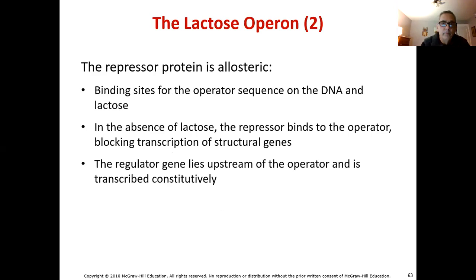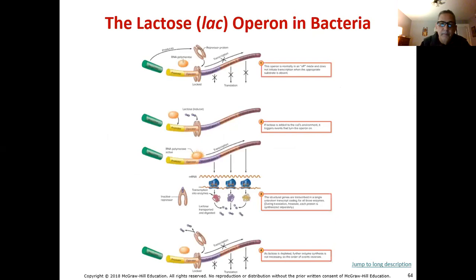The repressor protein is allosteric, meaning it has another site. Binding site for the operator sequence on the DNA and lactose. In the absence of lactose, the repressor binds to the operator, blocking transcription of the structural genes. The regulator gene lies upstream of the operator and is transcribed constitutively, meaning it's always on.